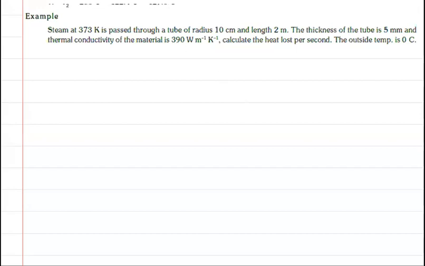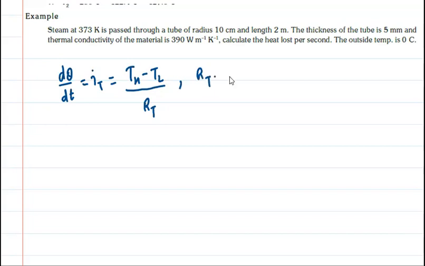The concept that we studied in the last class was heat transfer, or rate of transfer of heat, dQ by dT, which is also called thermal current, I_T. This is given by (T_H minus T_L) divided by R_T, where R_T is the thermal resistance, which is L by KA. This is the basic concept.